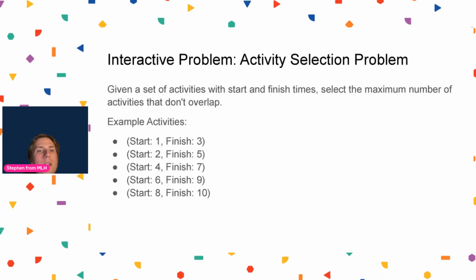And then here's an interactive problem. We want to make an algorithm that selects activities. Given a set of activities with start and finish times, we want to select the maximum number of activities, but we don't choose anything that overlaps. So I want you all to think about this problem. If you think of a way to solve it, say so in the chat, and then we'll walk through it together. I'll give you a few minutes to look at this one.